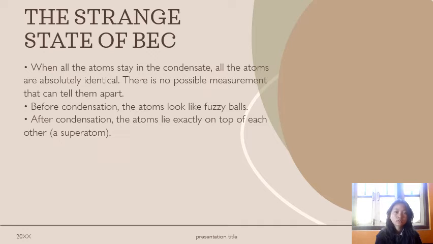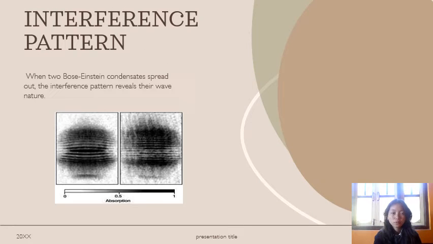The strange state of BEC: when all the atoms stay in the condensate, all the atoms are absolutely identical. There is no possible measurement that can tell them apart. Before condensation, the atoms look like fuzzy balls. After condensation, the atoms lie exactly on top of each other as a super atom. Interference pattern: when two Bose-Einstein condensates separate out, their interference pattern reveals their wave nature, as you can see in the figure.